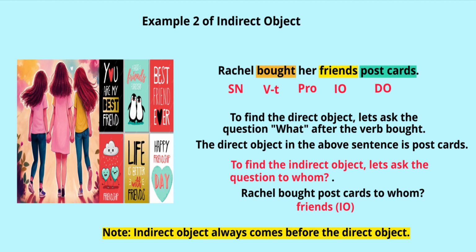And to find the indirect object, let's ask the question to whom? Rachel bought postcards to whom? To her friends. So friends would be the indirect object and her is the possessive pronoun there. Note, indirect object always comes before the direct object. So in this sentence, friends came before postcards, right?